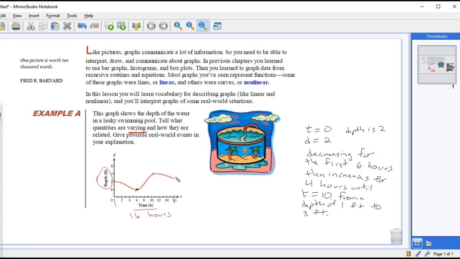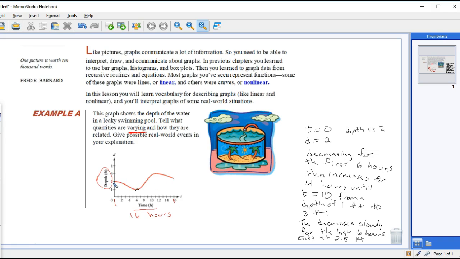All right, and then from 10 until 16, it seems to be decreasing slowly for the last 6 hours. So we've said where it starts and that it decreases for 6 hours, then it increases from 1 foot to 3 feet. Where do we end up at the end here? It looks like it ends at about 2.5 feet. We're not real exact here, just kind of guessing.